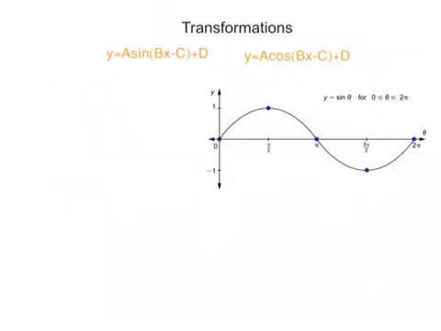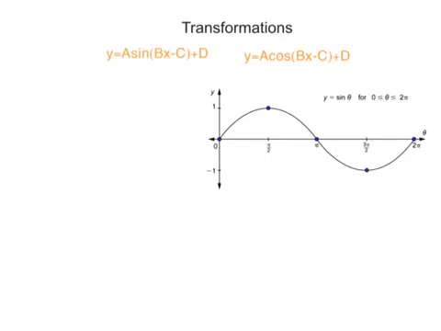So the general form for the sine and the cosine functions are here in orange. Y equals a times the sine of the quantity bx minus c plus d, and y equals a times the cosine of the quantity bx minus c plus d. Let's go through what each one of these letters represents, and we'll use this graph to the side of one period of the sine function to illustrate some of these things.